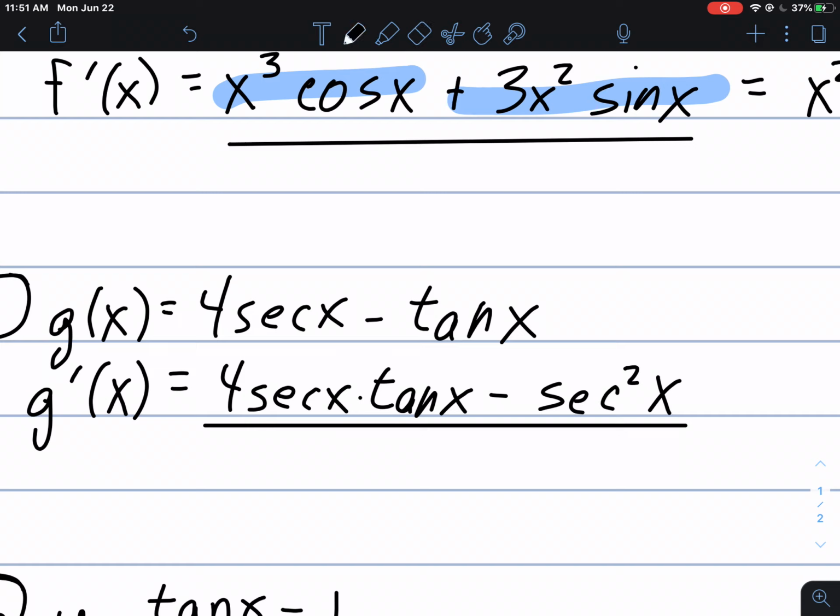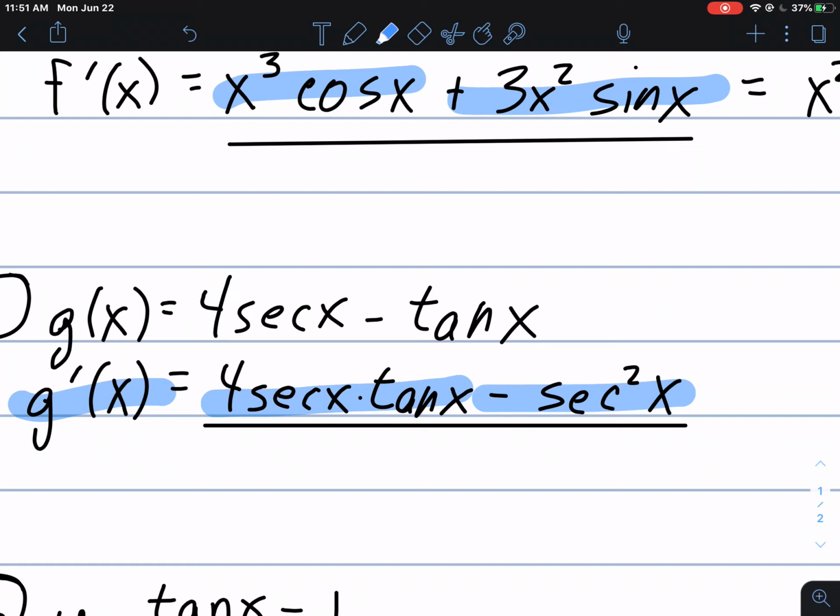So then back to the basic process, since it's a constant multiple, I'm going to take the 4 times the derivative of the secant function. We just said the derivative of secant is secant tan, so this is g prime. The derivative of the secant function is the product of secant and tangent, minus the derivative of the tangent function, which we said is secant squared. So again, that's just straightforward memorization, nothing more to it than that.